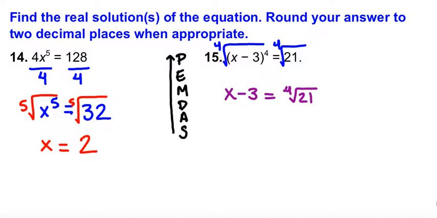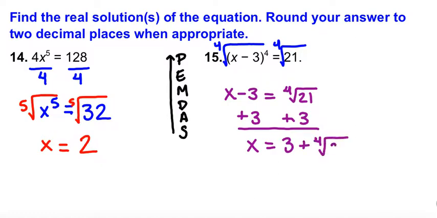Okay, so now how do I get rid of minus 3? Well, I add 3. Well, just like with square roots, we can't add radicals with whole numbers. So the whole number comes first, and then we add the radical. Now, if you want to, you can do your radical first and then add.